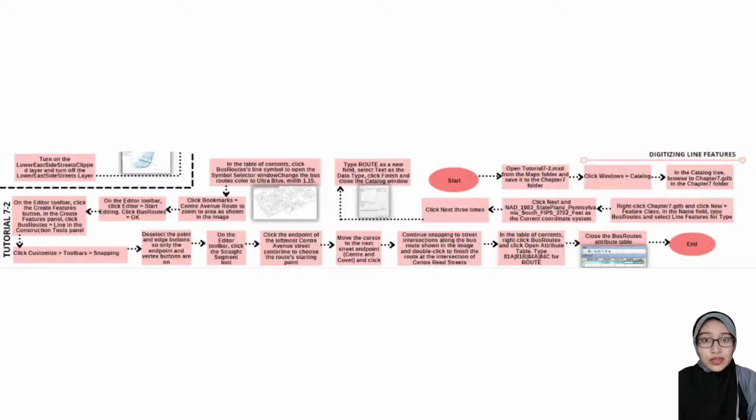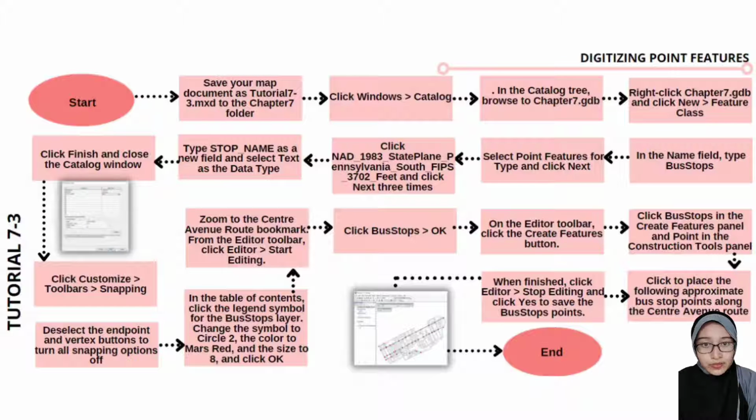Here we learn how to create a line feature class for bus roads, symbolize the bus road features, prepare the area for digitizing, and start editing, set endpoint and vertex snapping, digitize snapping to features, and enter the bus route number.